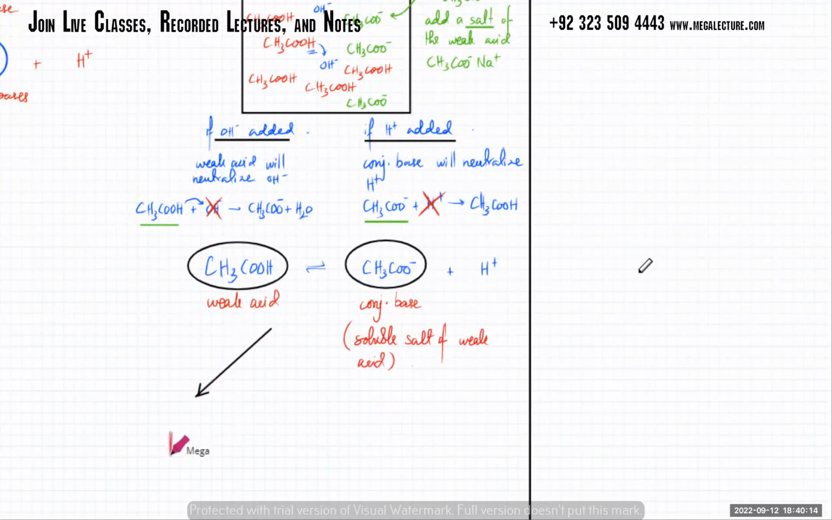So what does the K expression come out to be in this case? It's coming out to be CH3COO-1 concentration.